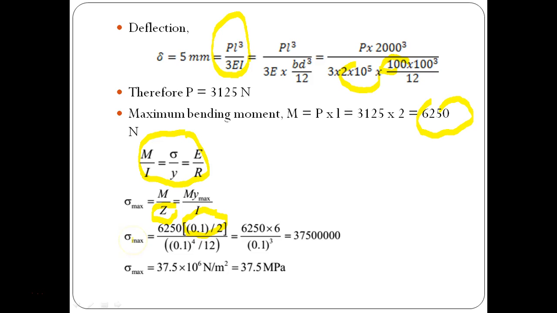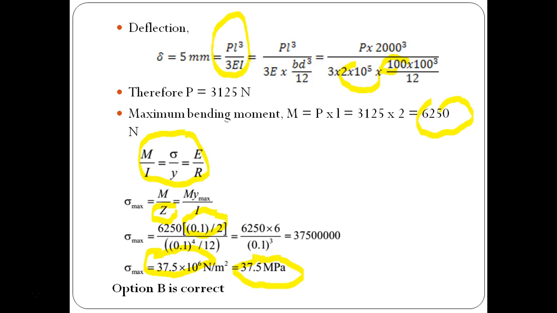So if we calculate sigma max in terms of Newton per meter square, we will get 37.5 raised to the power 6, and if we convert into MPa, that is 37.5 MPa. So finally, option number B is correct.